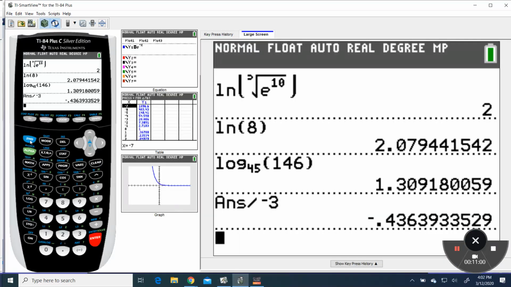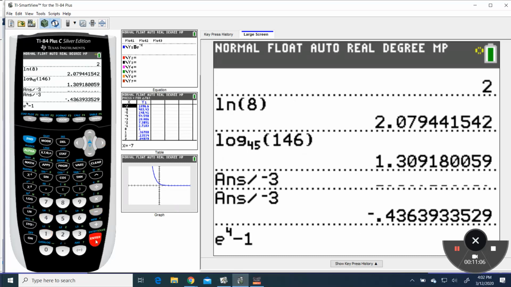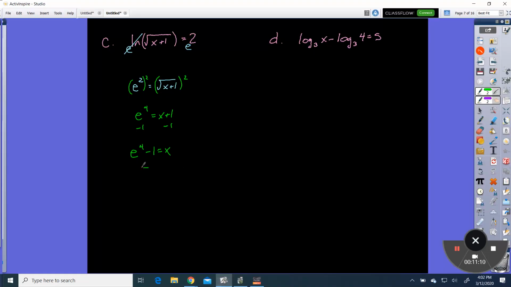So again, I can come to my calculator, second ln, e to the fourth minus 1, 53.598. So 53.598 equals x. Part D, since I have two logarithms on the same side, I want to condense so there's only one. So I'm going to have log 3, minus turns into a divide, so x divided by 4 equals 5.